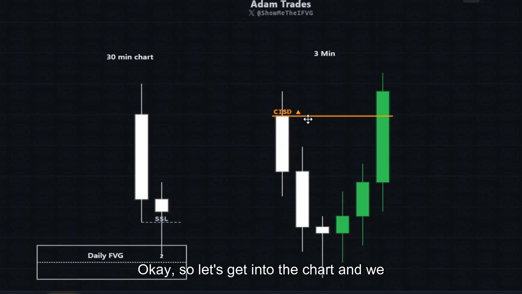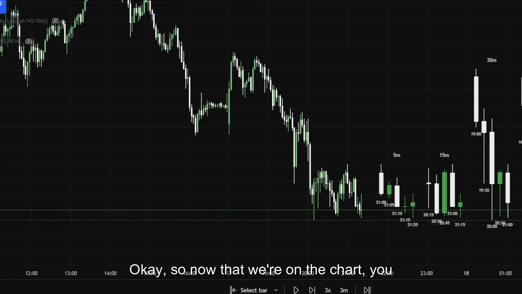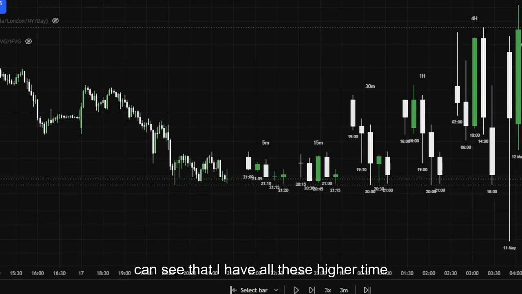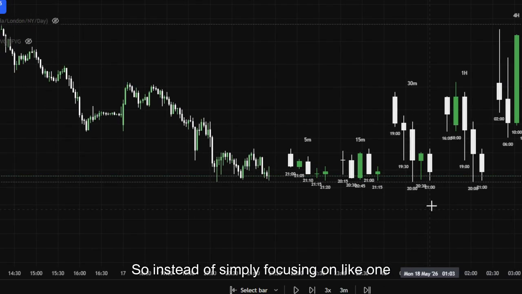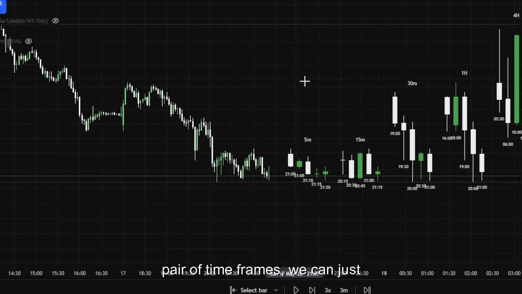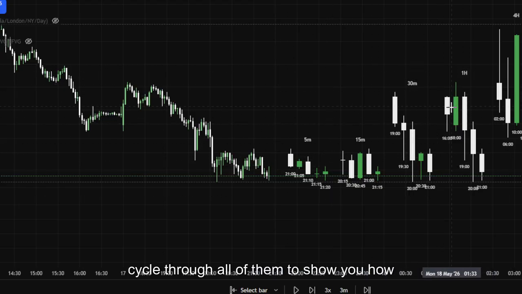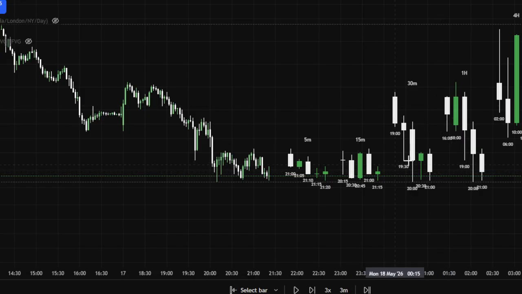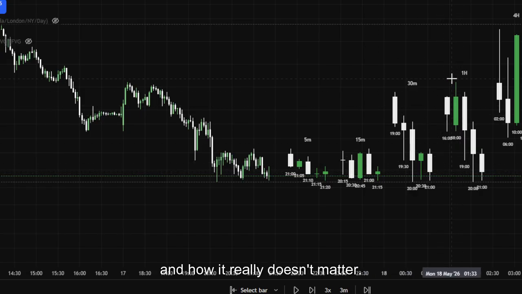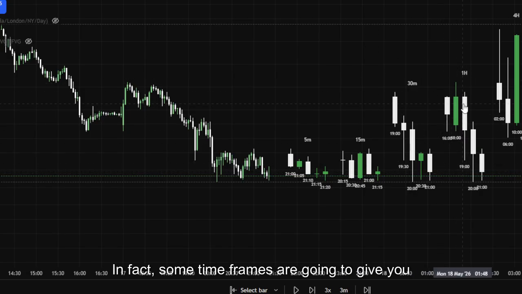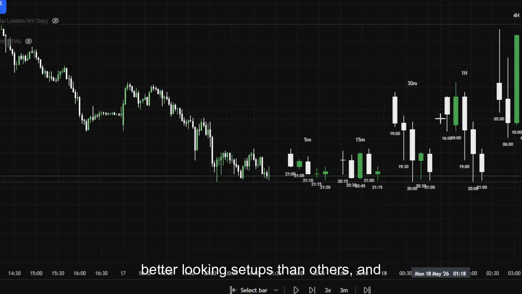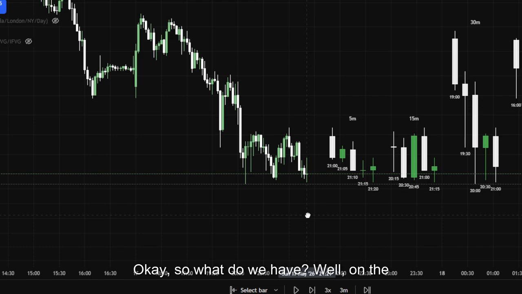Okay, so let's get into the chart and we can actually see how this plays out. Okay, so now that we're on the chart, you can see that I have all these higher time frame candles next to me. So instead of simply focusing on one pair of time frames, we can just cycle through all of them to show you how time is fractal and how it really doesn't matter. In fact, some time frames are going to give you better looking setups than others, and that's why it's important to be adaptable. Okay, so what do we have?